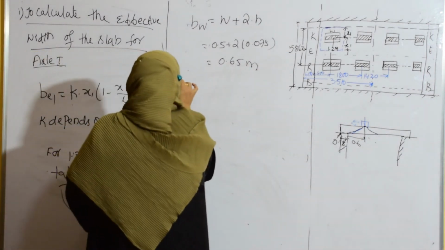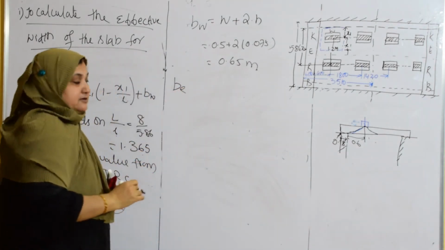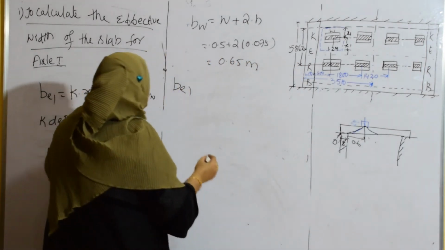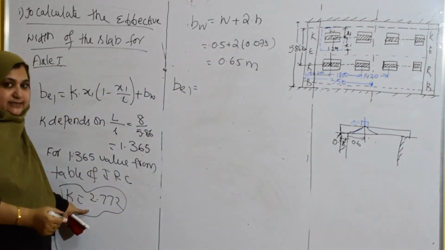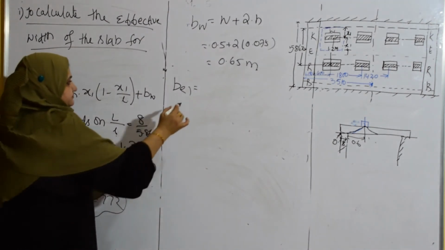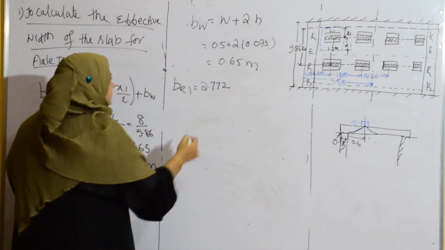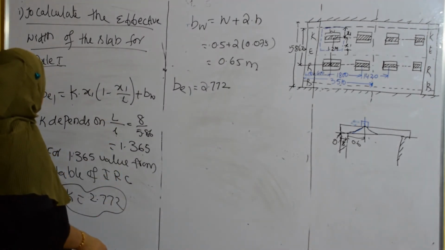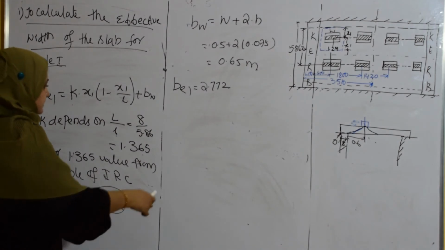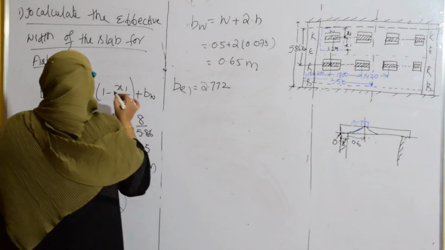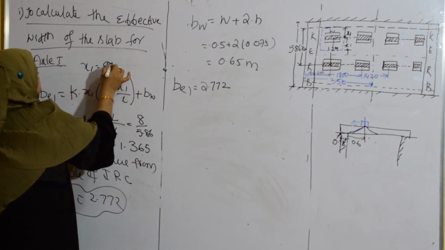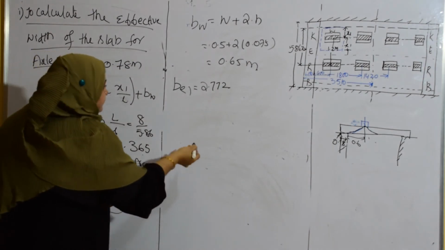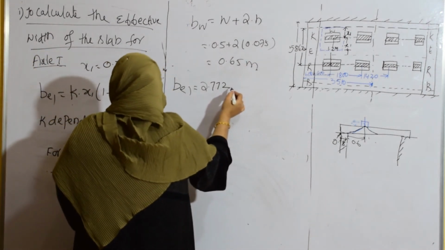So everything is ready. Let us calculate the effective width for the first axle. For the first axle, that is equal to K. K, I got it as 2.772 into X1. Where is X1? Oh, I have erased it. How much was X1 we calculated just now? X1 was 0.6 plus 0.18, 0.78 meters. So that value you have to take, 0.78.